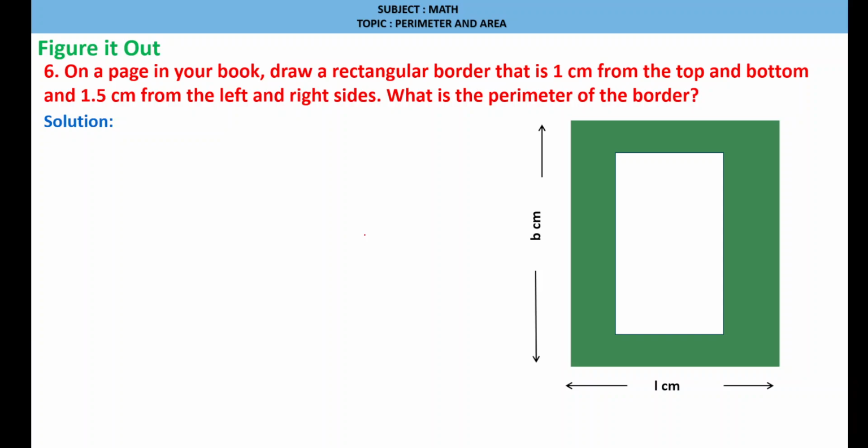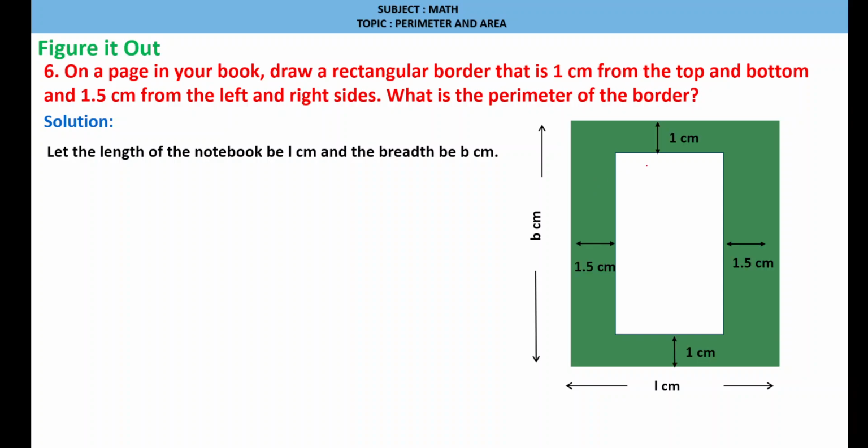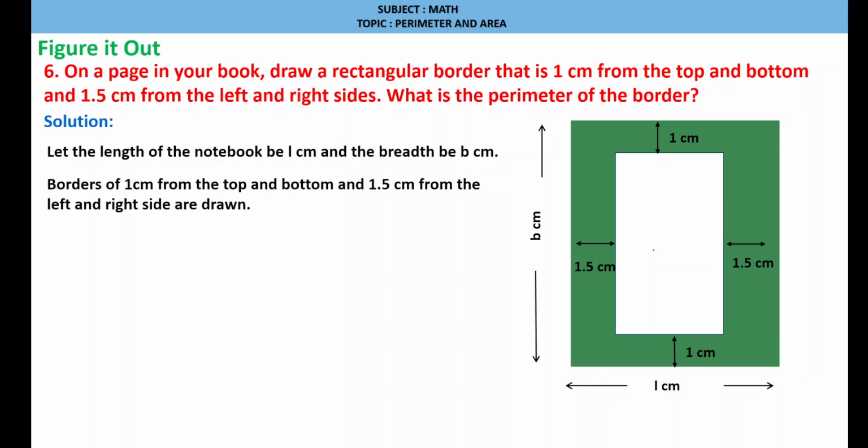Let us consider our notebook is having L centimeters and B centimeters and we are drawing this border as specified. Let the length of this notebook be L centimeters and breadth be B. The border specification is 1 centimeter from top and bottom, so this is a border, and on left and right there is 1.5 centimeters. Therefore, we need to find the perimeter of the border.